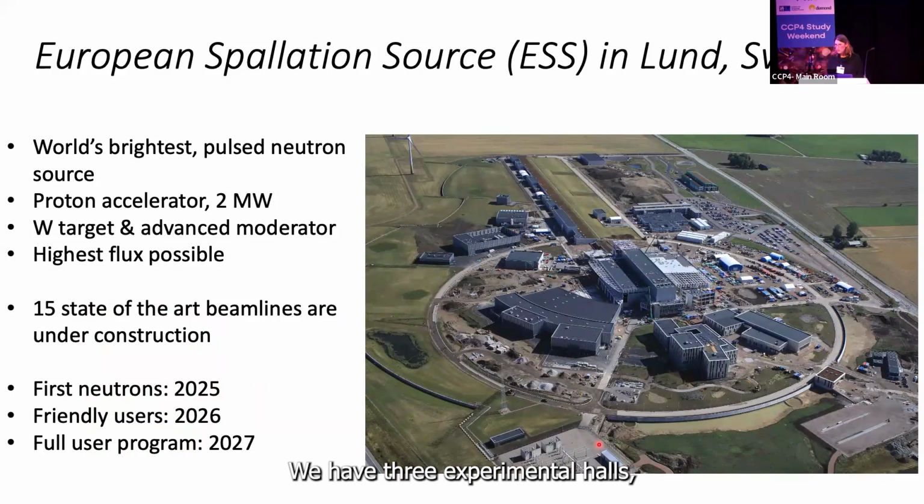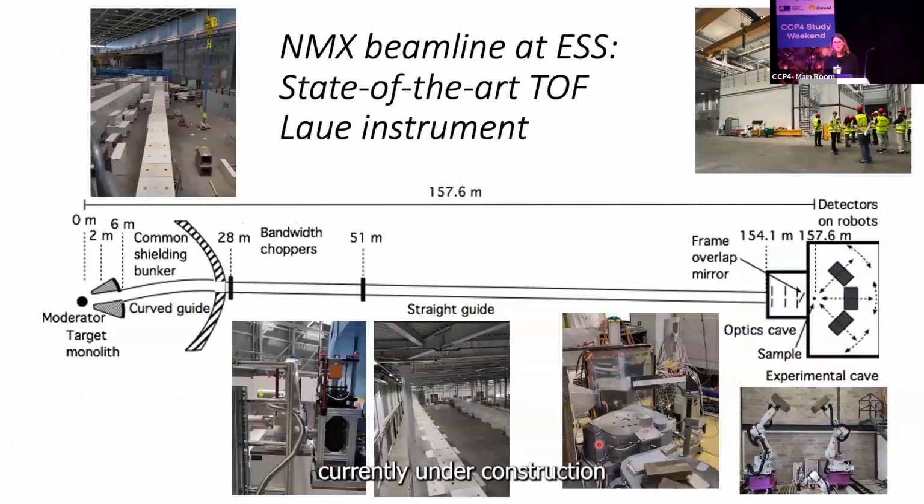We have 3 experimental halls, and today there are 15 state-of-the-art beamlines under construction, and they're in various stages of completion. We aim to have first neutrons by the end of this year, so that's very exciting. We will welcome some friendly users and close collaborators, hopefully next year, and we aim to launch the full user program the year after. One of the 15 beamlines currently under construction is the neutron macromolecular crystallography beamline called NMX.